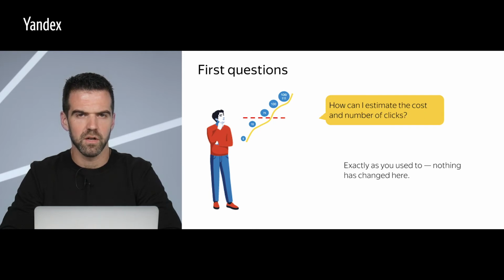Question 2. How can I estimate how much clicks will cost, and how many clicks will my ad get? The answer is that nothing has changed here. We still recommend you to focus on the bid that you consider acceptable. The budget forecast will continue to work as it did before, giving you the approximate number of impressions and clicks.